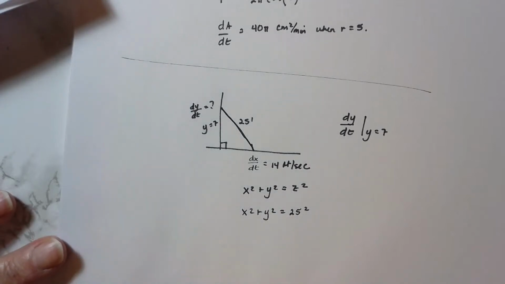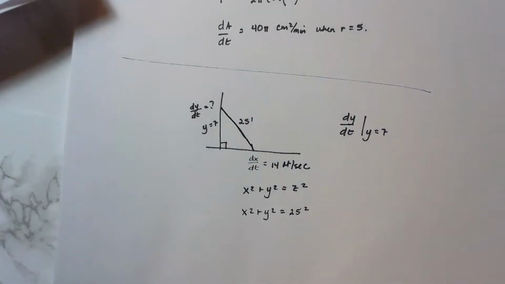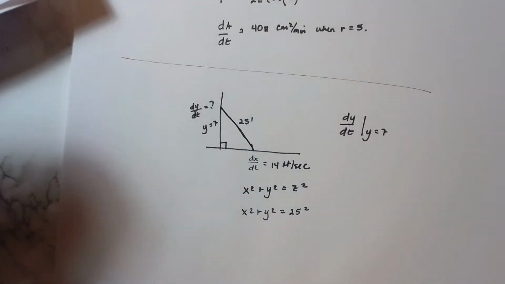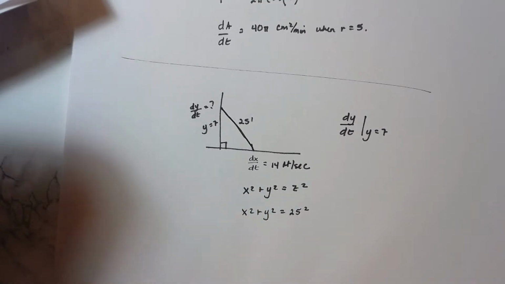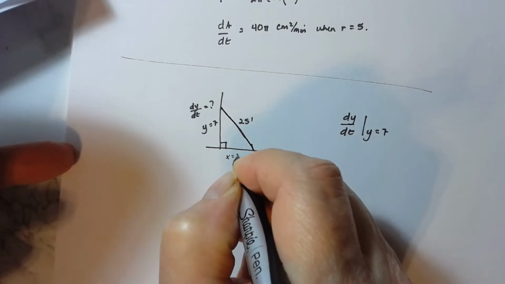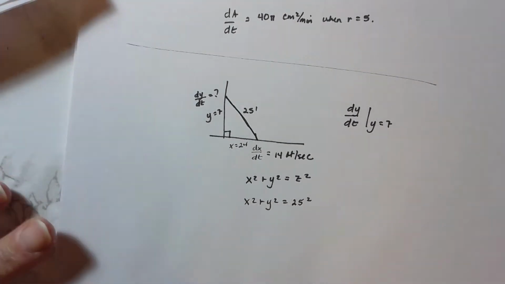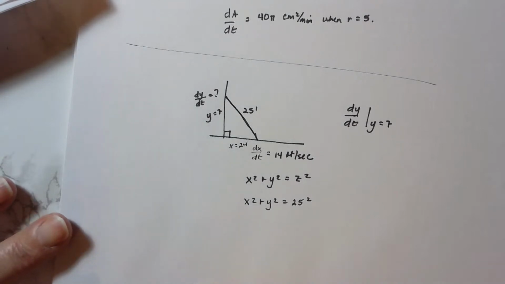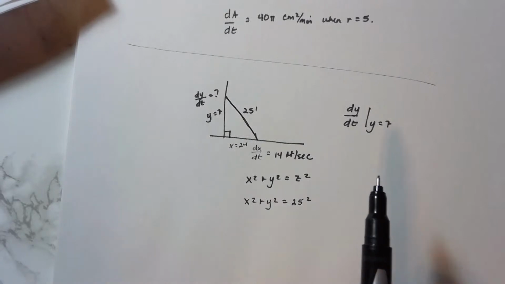Now, the thing is we have to find x, right? So we have to use the Pythagorean theorem. 25 squared, hypotenuse squared, minus leg squared is equal to 576. And if we take the square root of that, we get x is 24. I used my calculator because I didn't want to make an error. Why do I need that? Because once I take the derivative, I'm going to have to plug in x and y's, right?